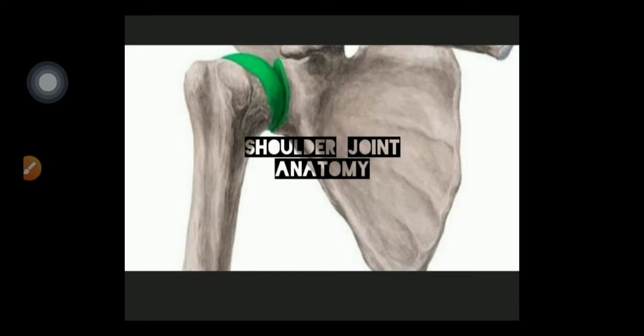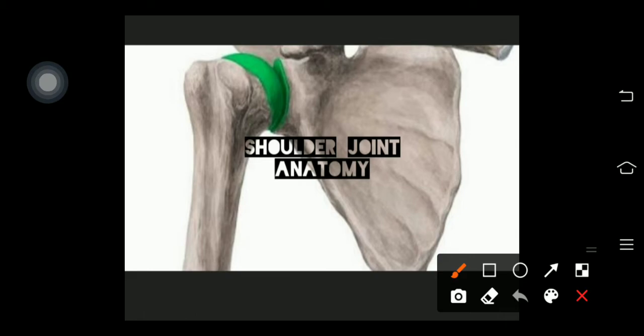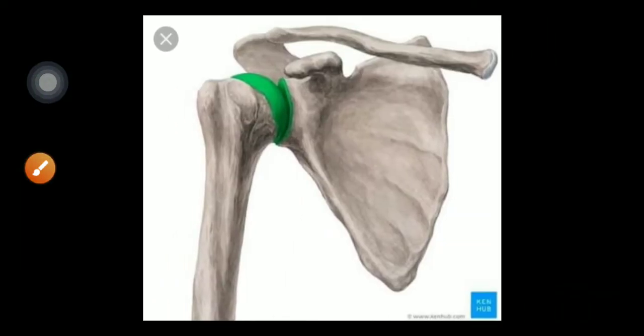So, what is the type of the shoulder joint? The shoulder joint is a ball and socket type of synovial joint, right? The ball is the head of the humerus and the socket is the glenoid cavity of the scapula, right? Now, we are going to see the articular surfaces in detail.